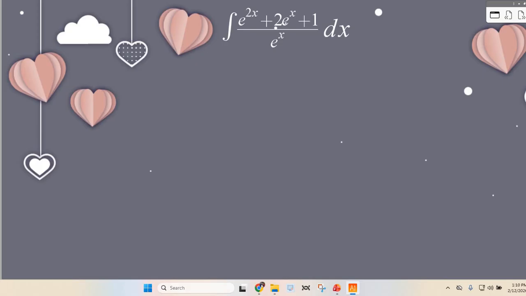So I don't really want to just make it one. Make the whole thing u. What's the whole thing? E to the 2x plus 2 e to the x plus 1 over e to the x. I don't want to make the whole thing u. Because then I would have to use a quotient rule in order to take the derivative of that, which is not going to be nice.